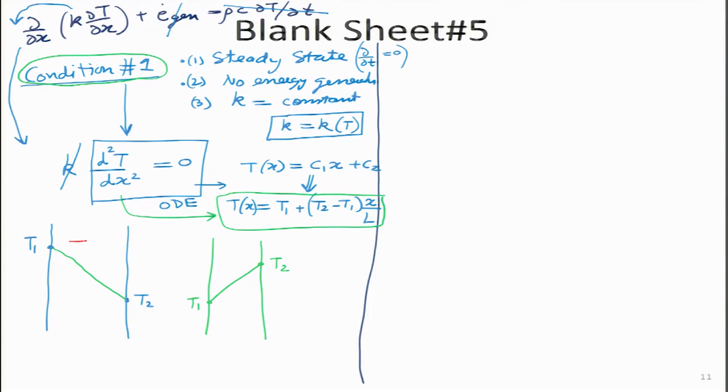Using some color over here, if T1 is greater than T2, we will immediately tell that Q dot will go in this particular direction. In this case over here, if T2 is greater than T1, we can immediately figure out that Q dot will be in this particular direction.